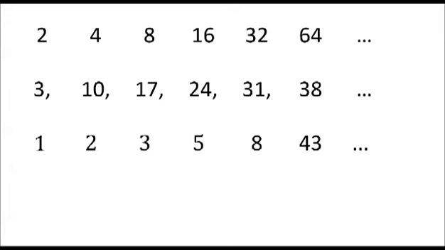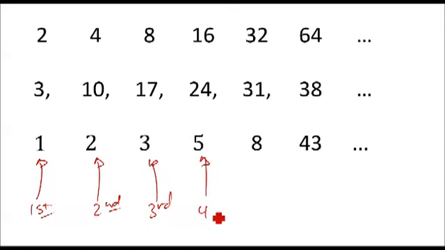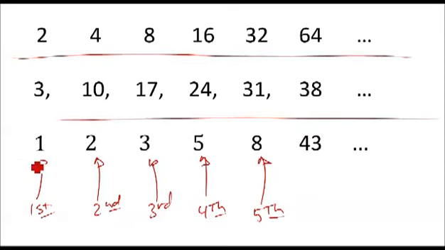This is a quick introduction to sequences. A sequence is essentially a list of ordered objects, and you can see there are three different lists of ordered objects here. These lists of ordered objects are often called terms or elements. I would call this the first term, this is the second term, this is the third term, this is the fourth term, this is the fifth term, etc. So you can see there are three different sequences here: 1, 2, and a third one down here.